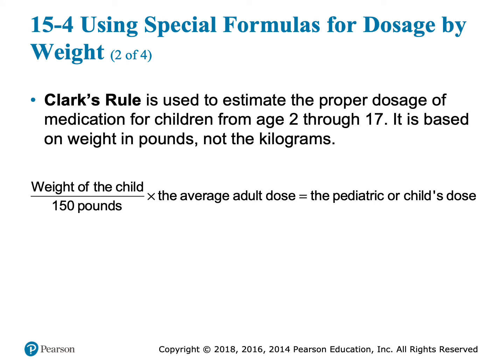Clark's rule is used to estimate the proper dosage of medication for children from ages 2 through 17, and it is based on weight in pounds, not kilograms. For example, if a child weighs 25 pounds and the adult dose is 250 milligrams, your equation would look something like this: the weight of the child over 150 pounds times the average adult dose is going to equal the pediatric or child dose.